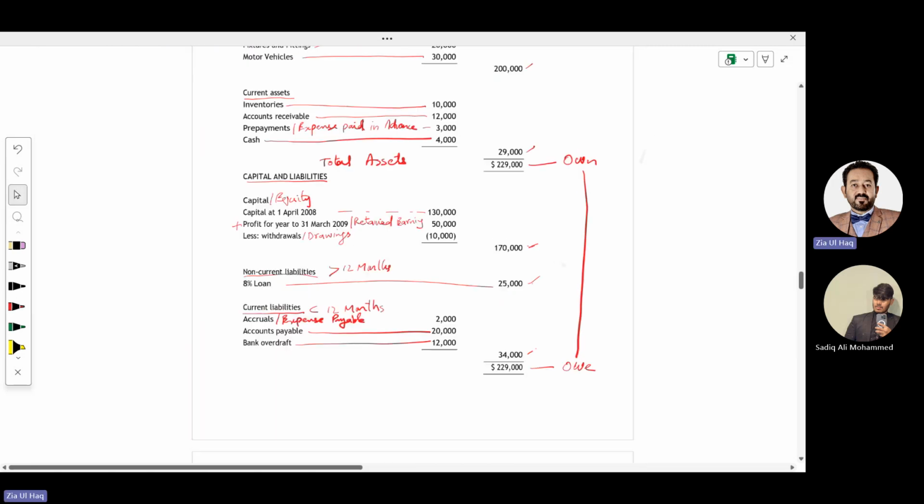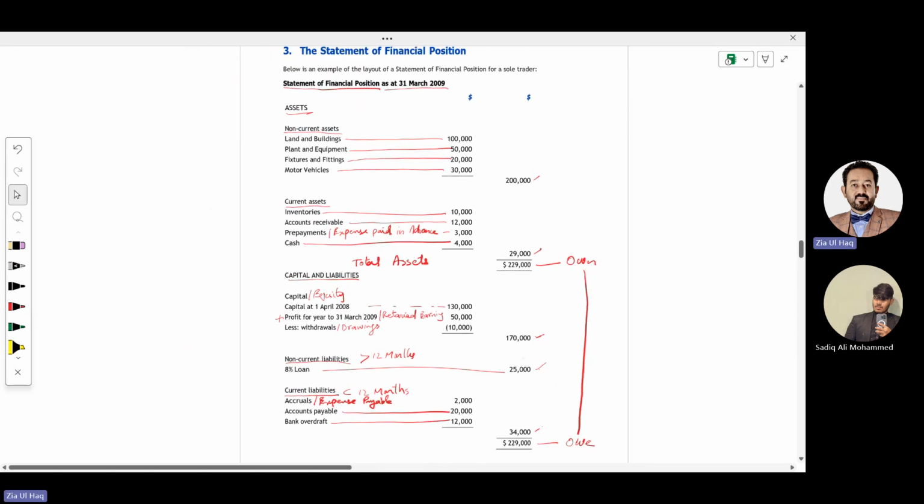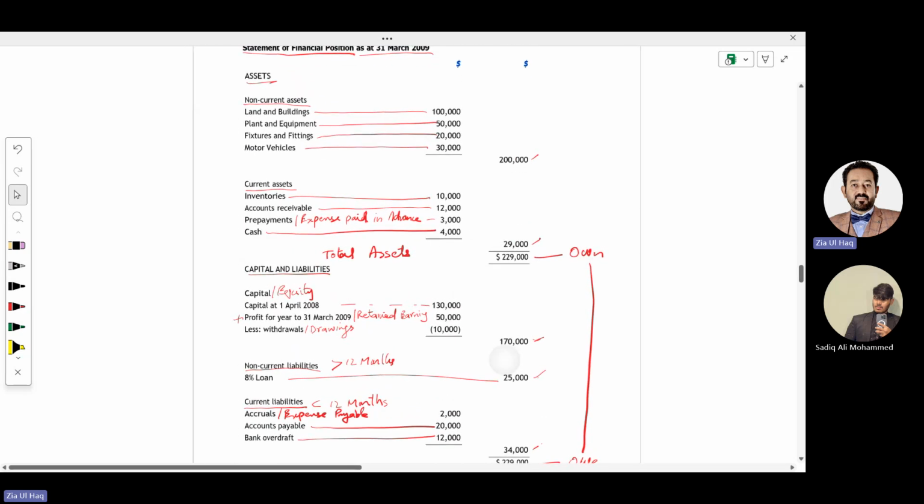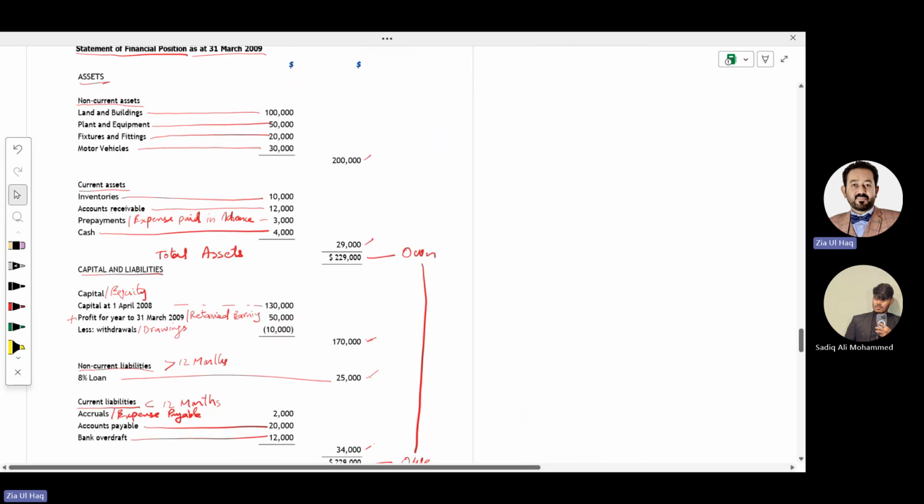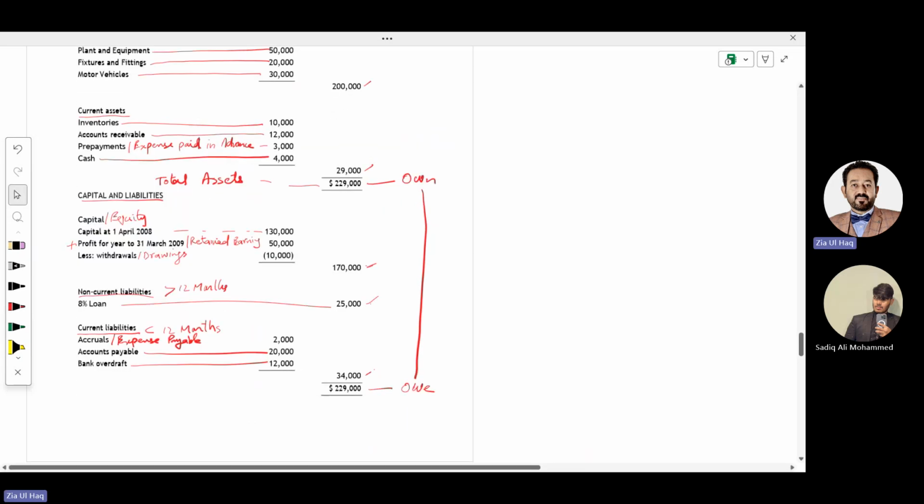So this is the picture of a balance sheet. It shows how to prepare a balance sheet, meaning the statement of financial position. First we record the assets, non-current assets, then current assets. We calculate total assets. And then we record capital and liabilities, meaning equity and liabilities, and we calculate the total of equity, meaning capital, and liabilities. Is that fine?